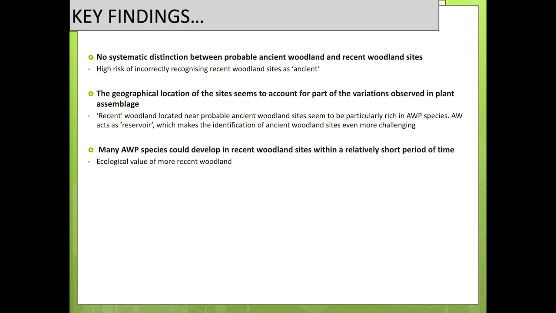As I mentioned earlier, recent woodlands located near ancient woodland sites, so 19th century plantations, can be particularly rich in ancient woodland plant species. It's possible that these ancient woodlands act as a reservoir from which species move to more recent plantations around, which makes the identification of ancient woodland sites even more challenging. And a lot of ancient woodland plant species could develop in recent woodland sites, including those of the 20th century. We could find, as I said, eight ancient woodland indicator species in modern woodland because of their ability to move through the landscape, which also highlights the ecological value of not only ancient woodlands, but 19th century and 20th century woods.